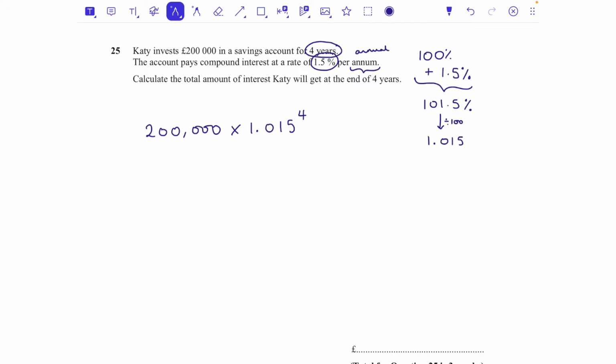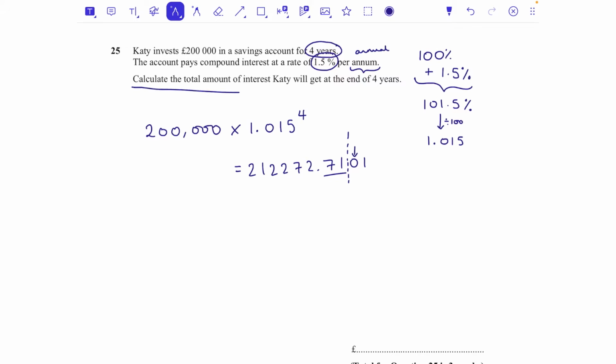Typing that in your calculator, 200,000 times 1.015 to the power of 4. And now is where we really need to carefully read the question, because a lot of students missed the next step. It's money, so I'm going to just do 2 decimal places. Check the next number, yeah, that rounds down. So £212,272.71, but it didn't ask you how much money is now in her account.